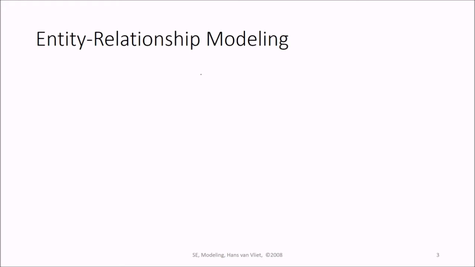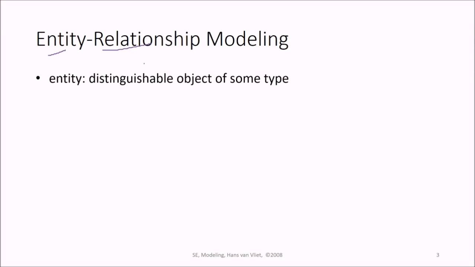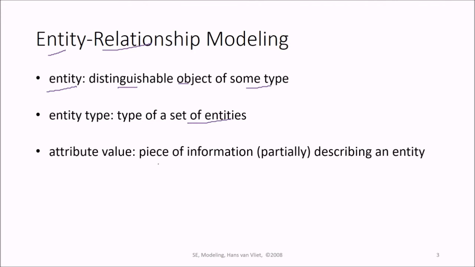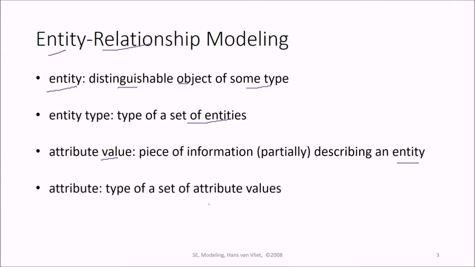So let us start with entity relationship modeling. In this entity relationship modeling, there are two parts: entities and relationships among these entities. Entity means those objects or things, that is, a distinguishable object of a certain type. This can be termed as entity. Then what is the type of entity? There can be various entities. Now the type is the set of entities. Then the attribute value, a piece of information which is describing wholly or partially the entity. Then the attribute, that is the type of set of attribute values, that is the attribute type.